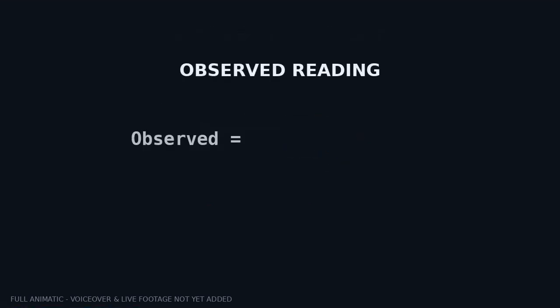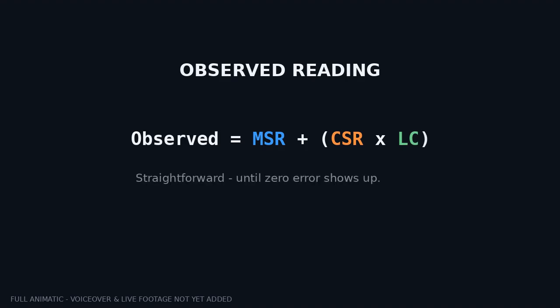Your observed reading is the main scale reading, plus the circular scale reading times the least count. Straightforward, until zero error shows up.